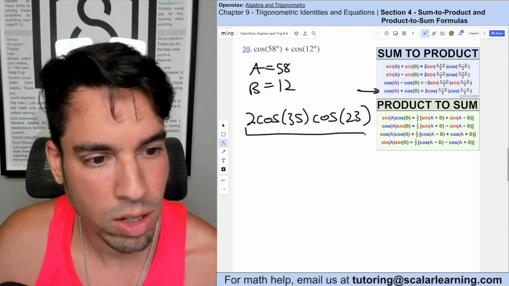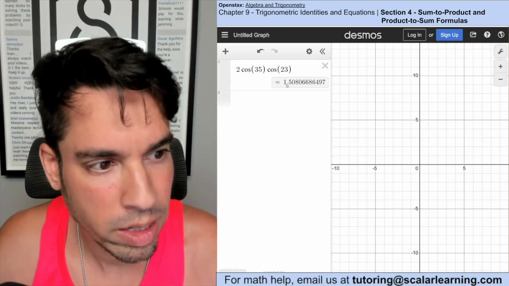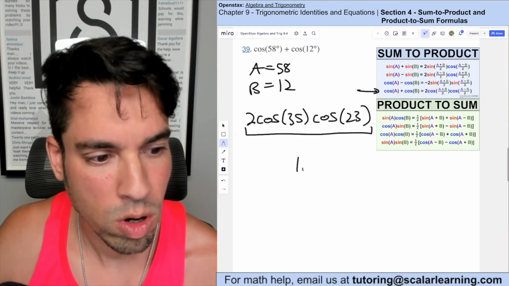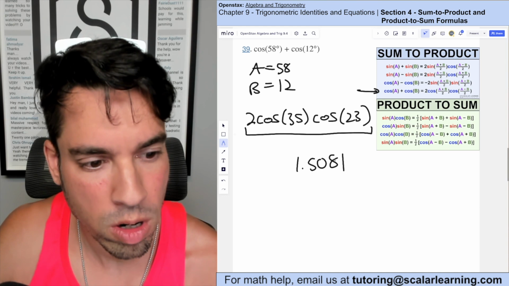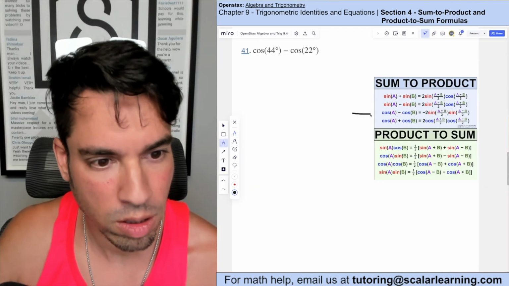And now let's evaluate this in Desmos. So again, make sure you're in degrees mode, not radians, because this was in degrees. So it's 1.5081. So 1.5081, boom, done.